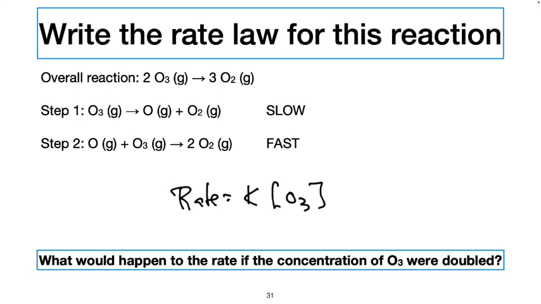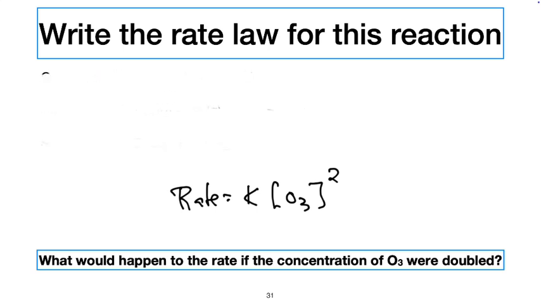Okay? If our rate expression said it was second order, what happens to the rate when it doubles? So now it's not going to double because I'm changing that O3 value to a 2. 2 to the second is 4. Now it quadruples. Does that kind of make sense? So you're manipulating how the rate law affects your overall rate.